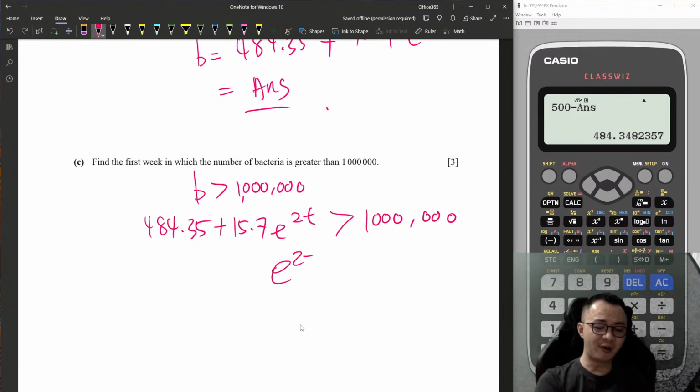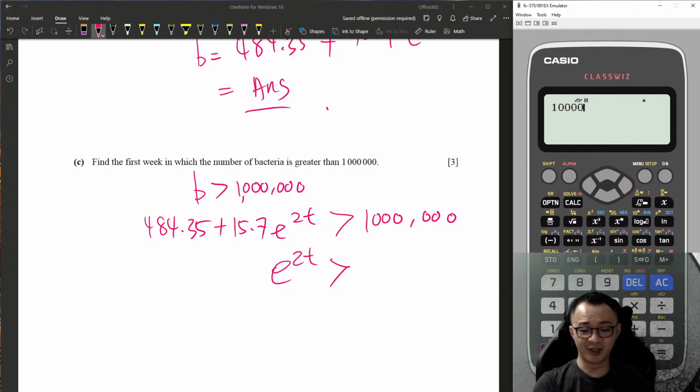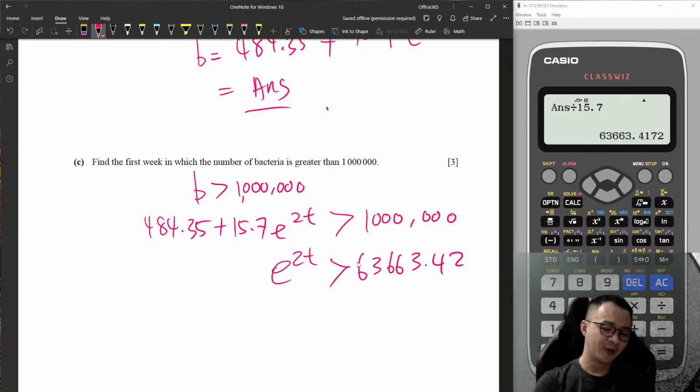Okay, so e to the power of 2t. Let me just use a calculator. 1 million, that is 1, 2, 3, 4, 5, 6 zeros, minus 484.35, then divided by 15.7. It's still extremely big: 63663.42. Right, then 2t will be bigger than ln, right?